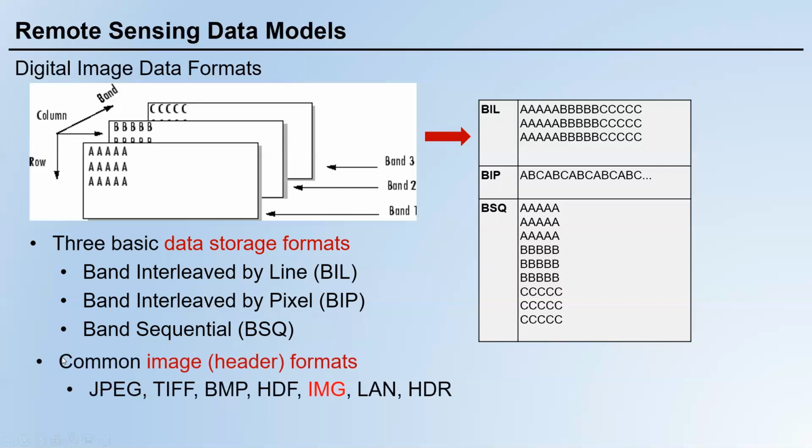And commonly used image formats. Okay, so we have JPEG, TIFF, BMP, right? IMG is the most popular extension or format in remote sensing. So here only one slide. You need to know different methods to store remote sensing data, and you also need to know very commonly used image formats or extensions, you can say, on your PC.